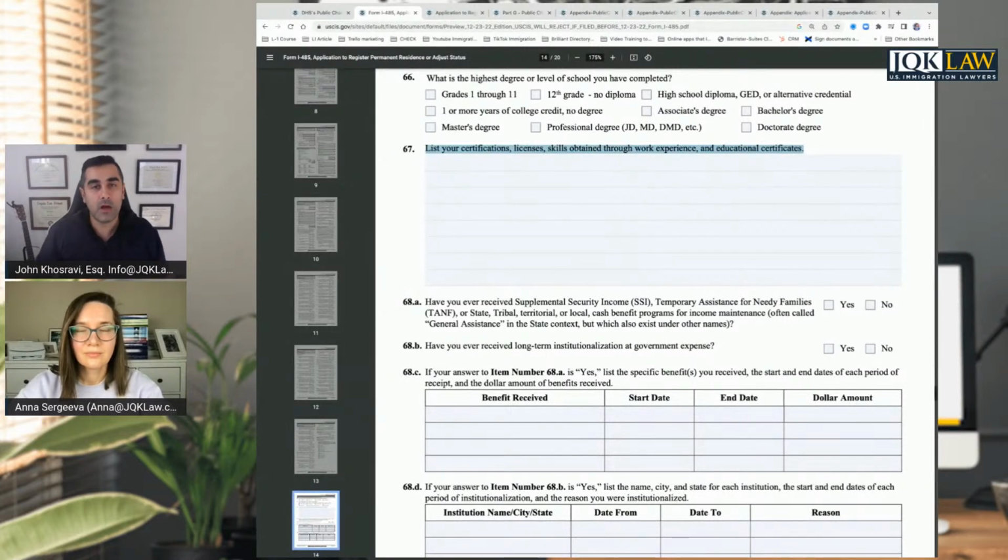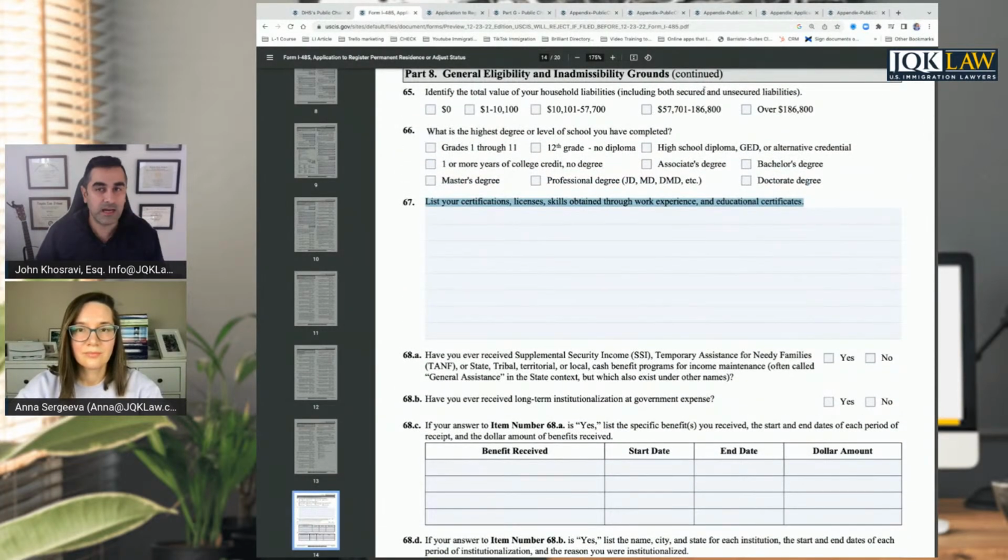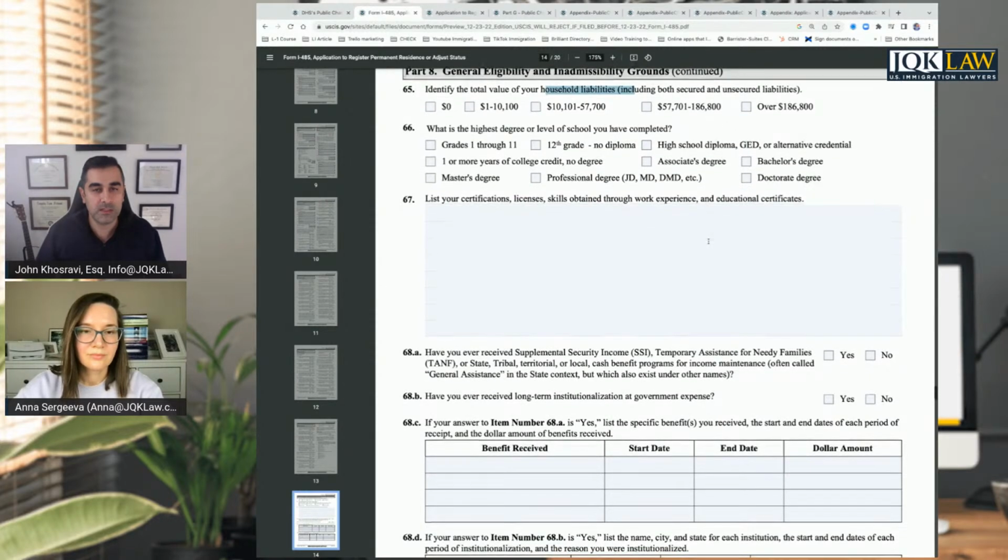I do recommend people probably get a credit report, so that when they're calculating their liabilities, they have a good number, because the U.S. government has access to those credit reports. So you want to come up with something close there, so you don't say you're missing something or something like that.